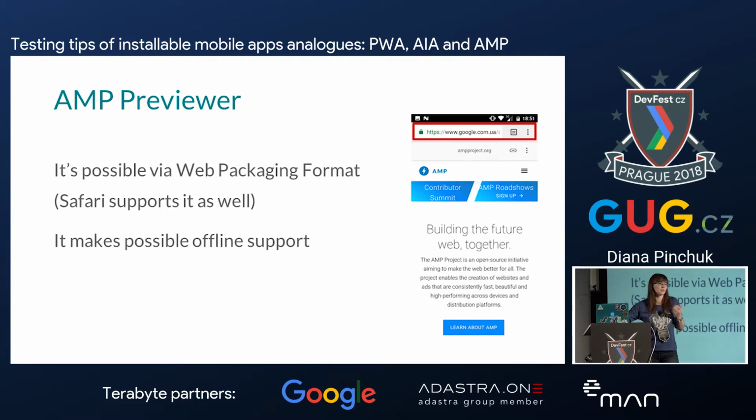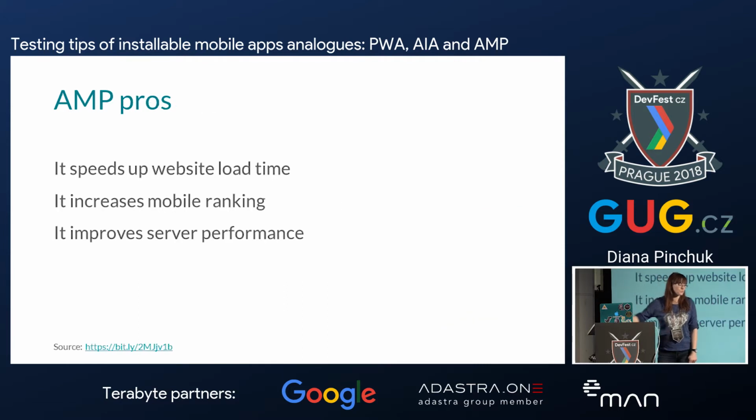It's possible just because of the web packaging format. It's a special archiving of information, and it will be available on Safari soon, so Safari will also be able to work with AMP in the nearest future. What's good in accelerated mobile pages is, of course, high speed, mobile ranking, and even server performance will become faster, because if you are working with faster clients, it will be easier for the server.